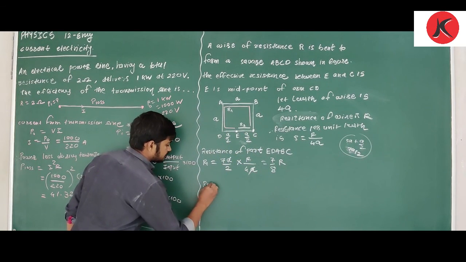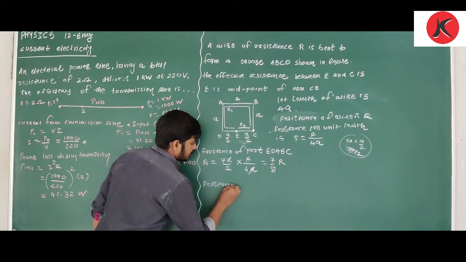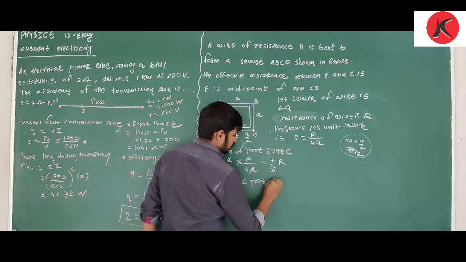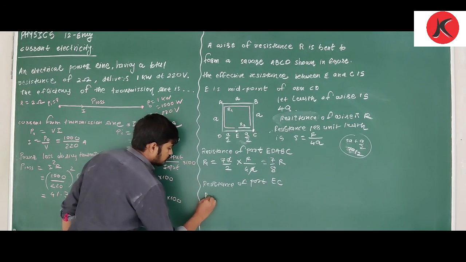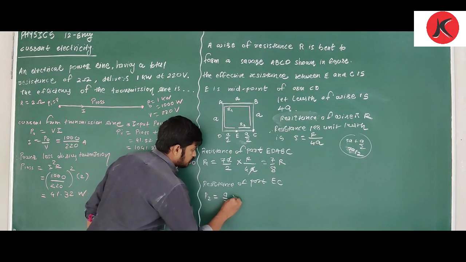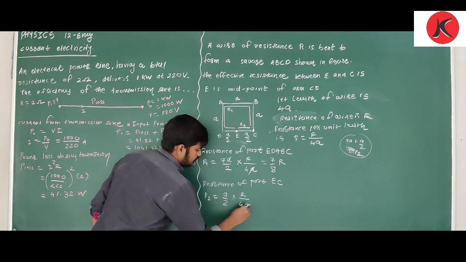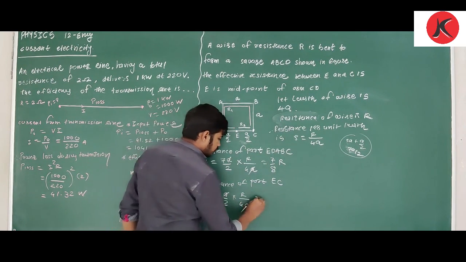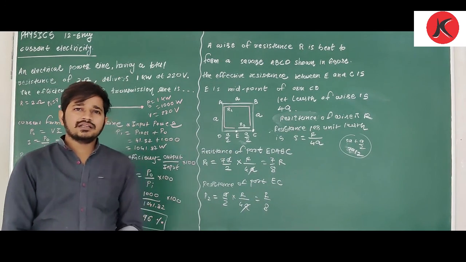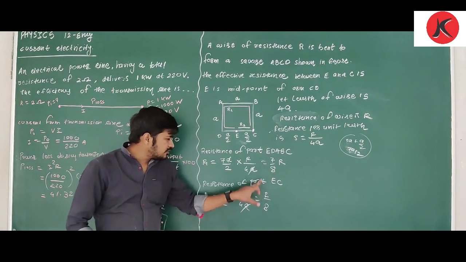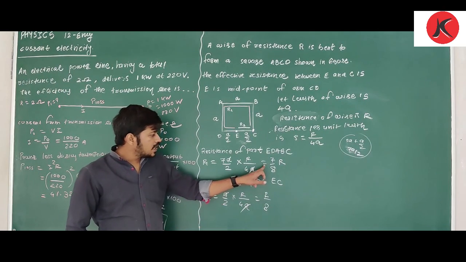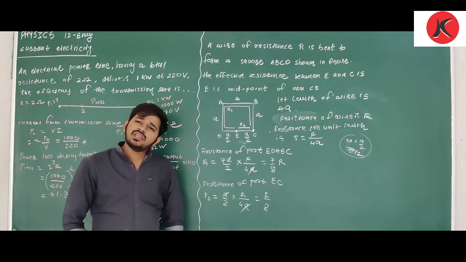Now, what is the resistance of this part EC? Resistance of part EC, that is R2. R2 is equal to: what is the length of this part? It is a by 2. Then it is a by 2 into R upon 4a. A cuts, so it is R by 8. And if you add these two, you can easily find that their sum will be R. 7 by 8 R plus 1 by 8 R is R.